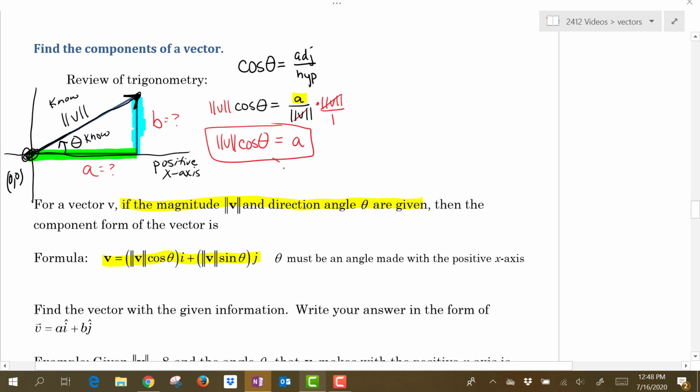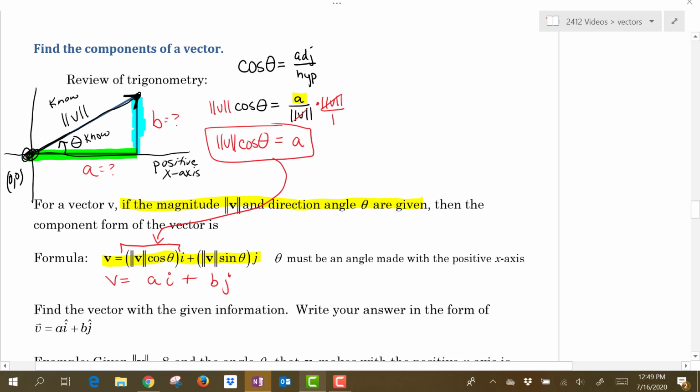So that goes here. So that's our x component, or that's that value that goes in front of i. So remember, when we talked about that ij notation for the component form of a vector, the letter A is the x component, that's the number in front of i. And so if you know the magnitude and the direction angle, then you can easily find that A value by just plugging it into that formula.